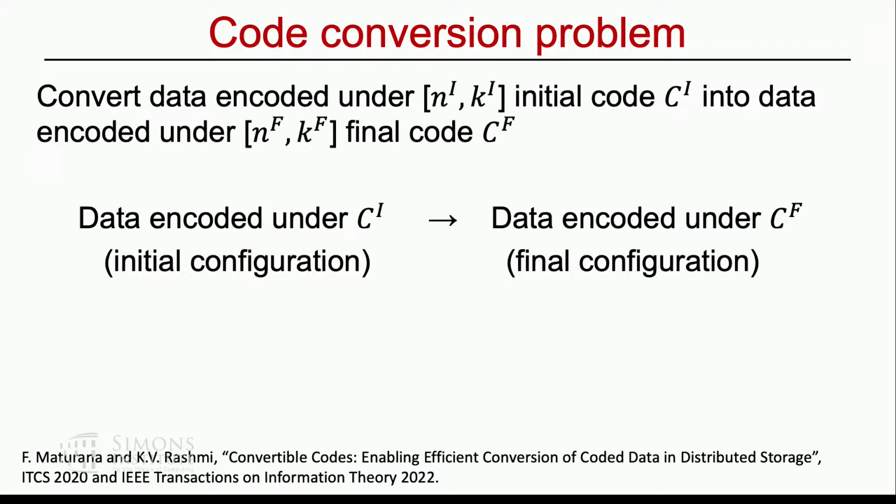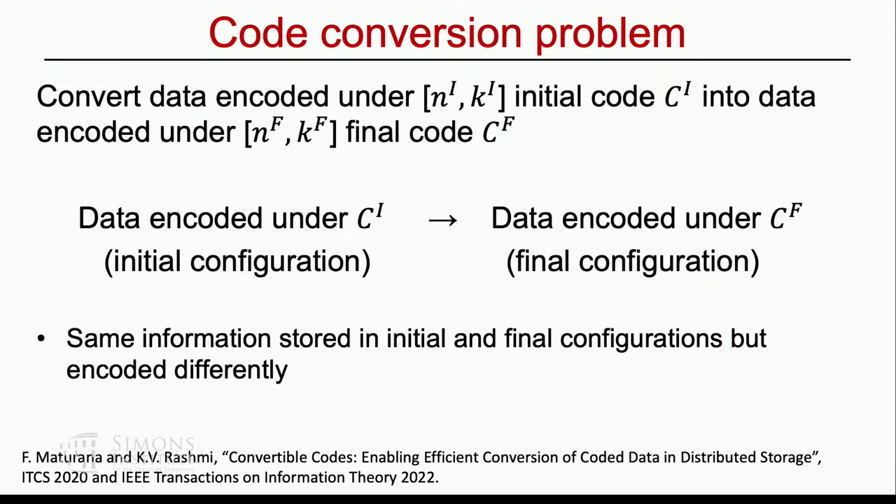So data encoded under C_I, let's say the initial configuration, has to be transformed or converted into data encoded under C_F, the final configuration. Just to be clear, it's the same information, the same message blocks or data blocks that we had seen earlier. Just how the data is stored has to be changed. So it's just encoded differently now.